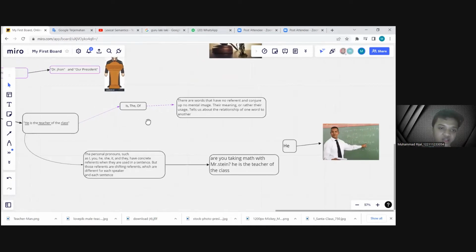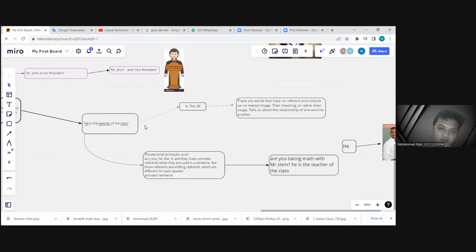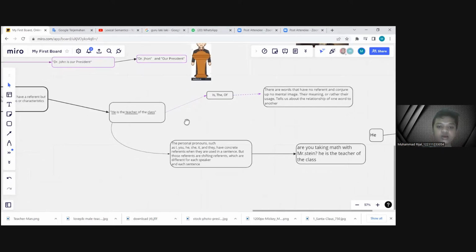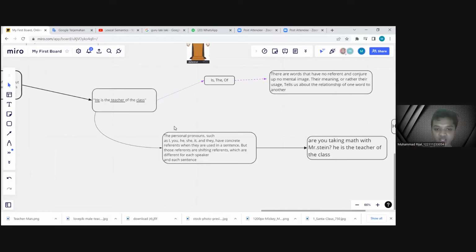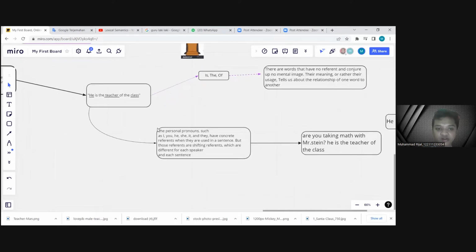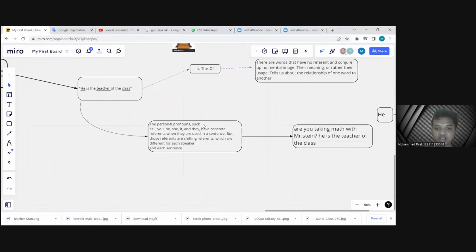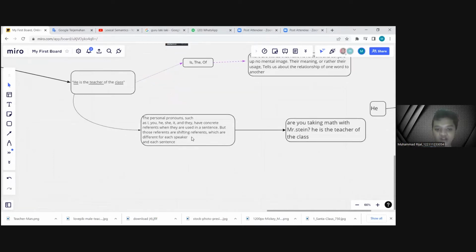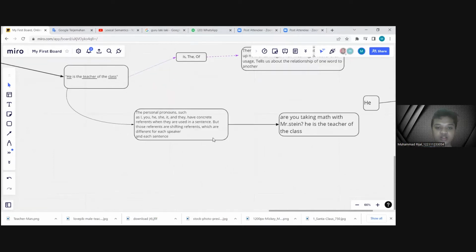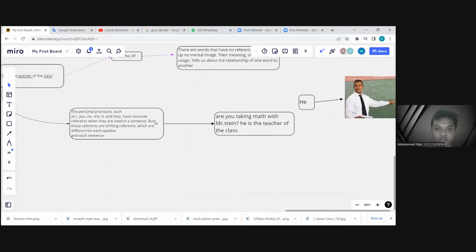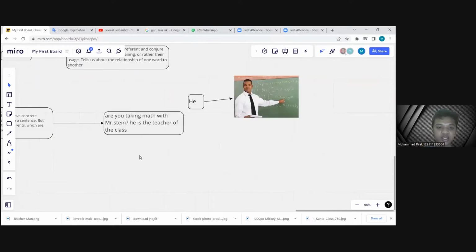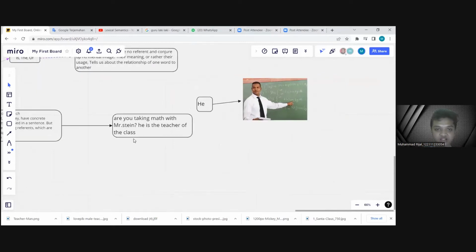And additionally, what is the meaning of the word he? The personal pronouns such as I, you, he, she, it, and they have a concrete reference when they are used in a sentence, but those references are shifting references, which are different for each speaker and each sentence. For example, when you read the sentence, "Are you taking math with Mr. Stein?" He is the teacher of the class.